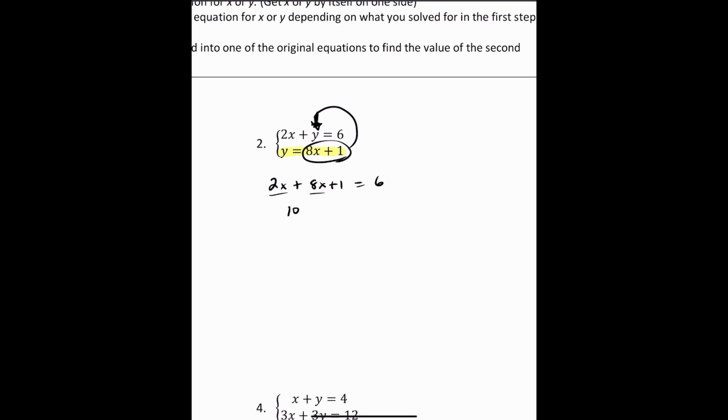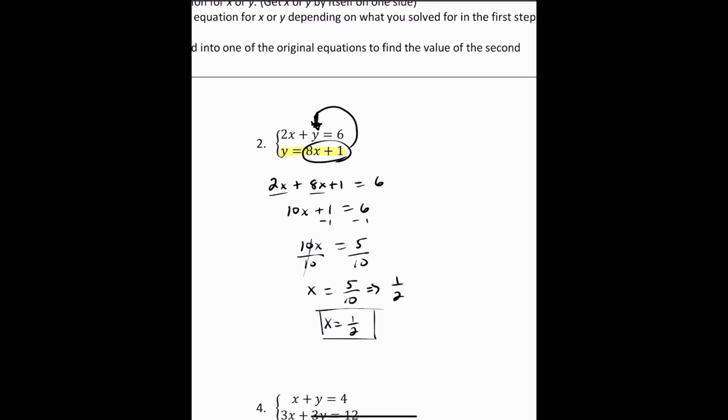I have 2x plus 8x, that's 10x, plus 1 equals 6. Subtract both sides by 1. So I have 10x equals 6 minus 1 is 5. Then I'll divide both sides by 10. So x is equal to 5 over 10. But that fraction actually simplifies to 1/2. So x equals 1/2. So now we found the x value.